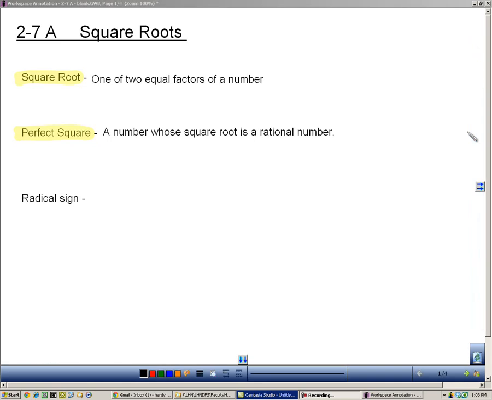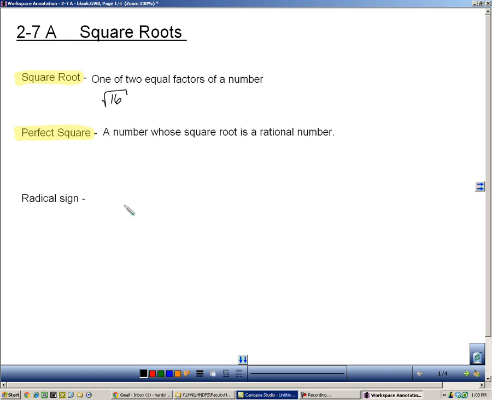Section 27A is about square roots. We're going to introduce you to square roots by defining what they are. A square root is one of two equal factors of a number. So if you take a number like 16 and you take the square root of 16, that means you have to find what number multiplies by itself to equal 16.